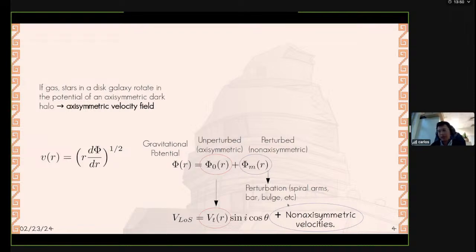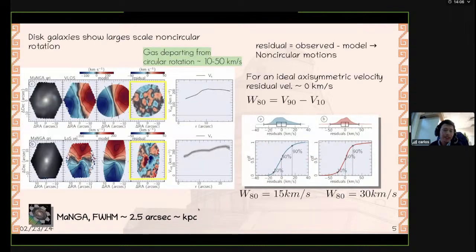For instance, the most common examples of non-circular motions induced by non-axisymmetric perturbations are due to spiral arms, bars, bulge, as I mentioned before. Therefore, the line of sight velocity of a galaxy should contain both components, the axisymmetric part and the non-axisymmetric counterpart. Here I show two examples of two different galaxies from the MaNGA survey. These are the main characteristics of this survey. This is an integral field spectroscopy galaxy survey at spatial resolution of the order of 2.5 arc seconds, which translates to physical scales of the order of kiloparsecs.